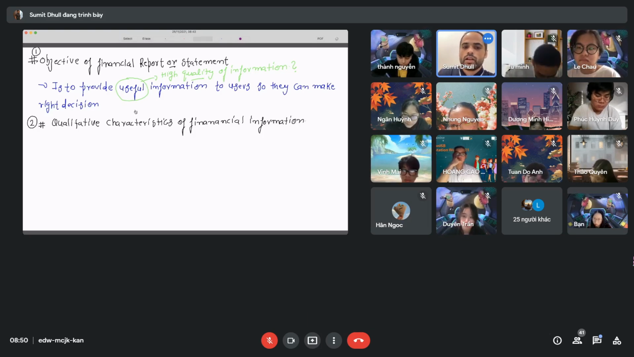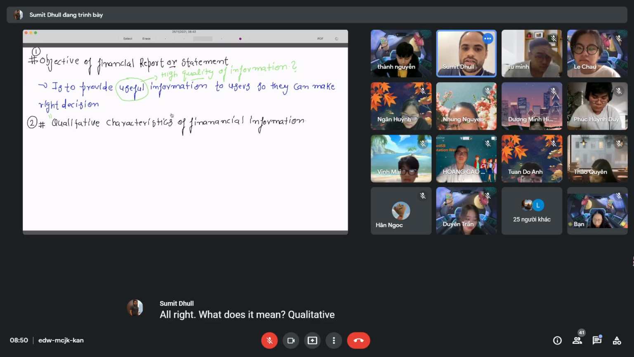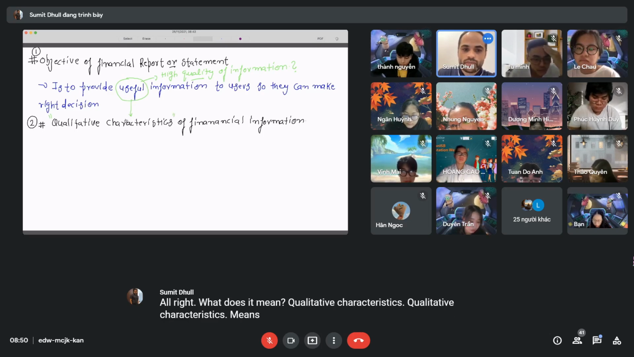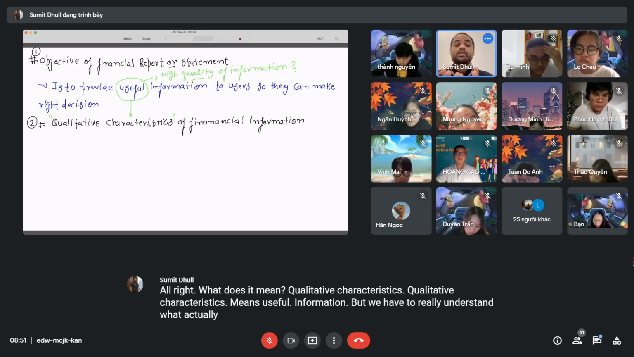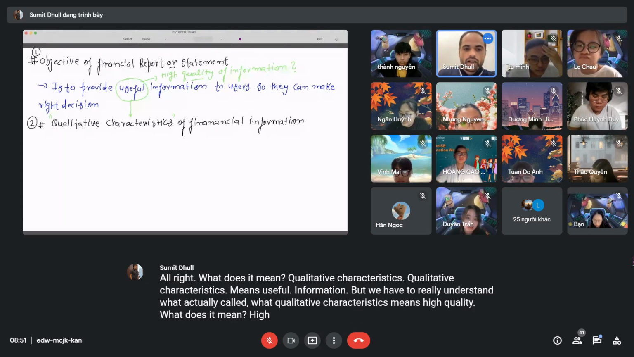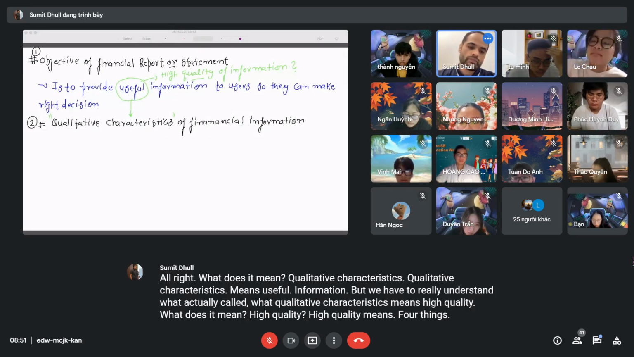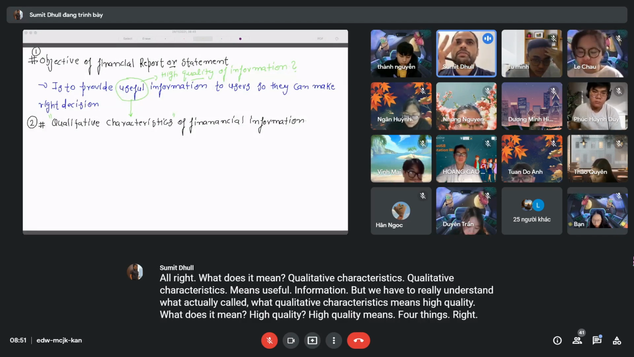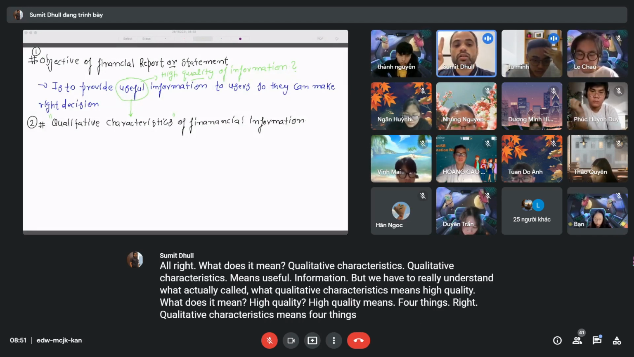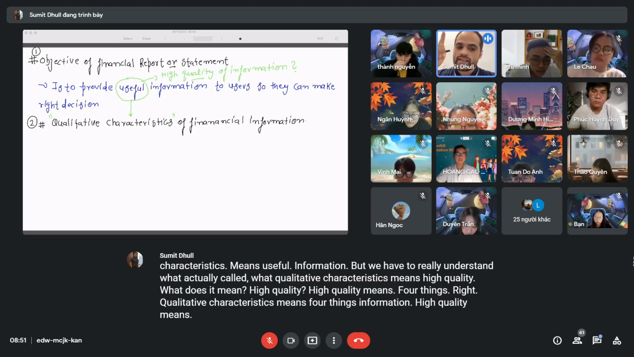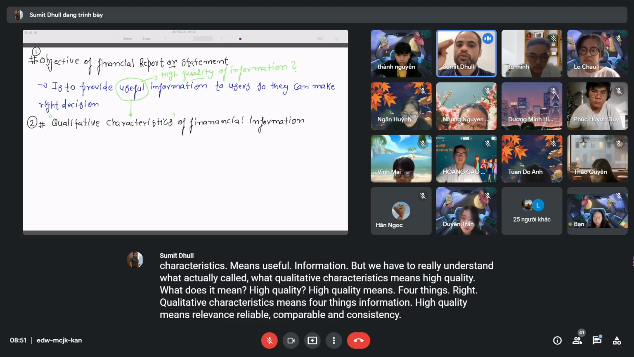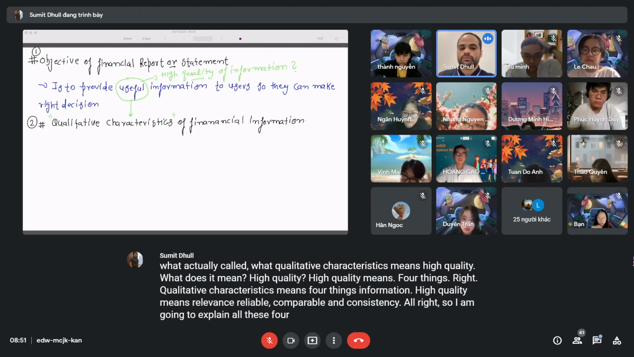All right. What does it mean, qualitative characteristics? Qualitative characteristics means useful information. But we have to really understand what qualitative characteristics actually means. High quality. What does it mean, high quality? High quality means 4 things. Qualitative characteristics means 4 things. Information high quality means relevance, reliable, comparable, and consistency. All right, so I am going to explain all these 4 points one by one.